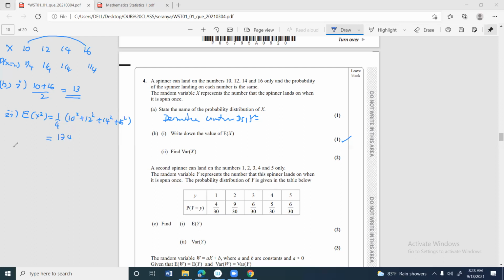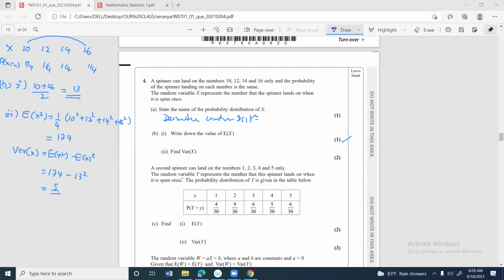Then we can get the value for the variance of X. What is the formula? E(X squared) minus (E(X)) squared. E(X squared) is 174 minus E(X), which we already found as 13, squared, 169. The variance becomes 5. Sorry, I made a mistake earlier.